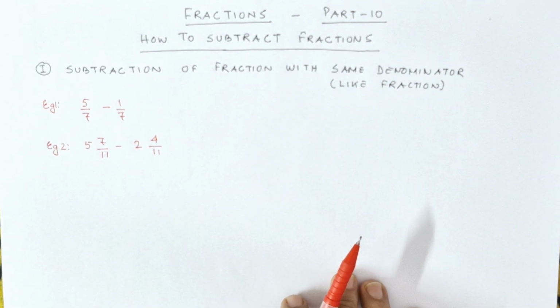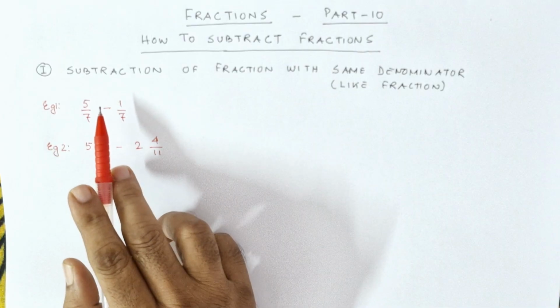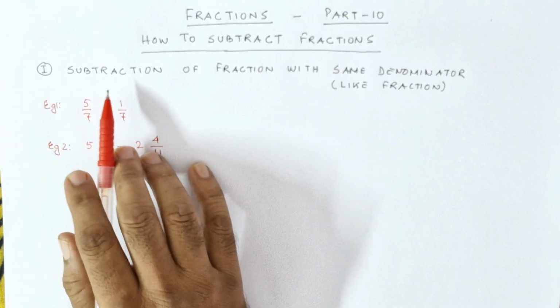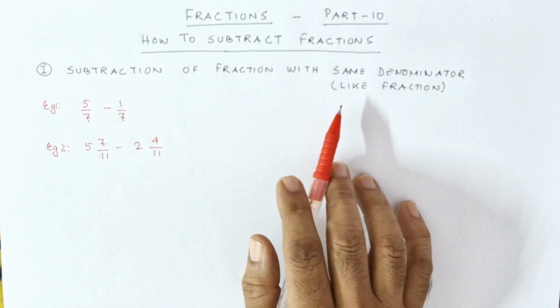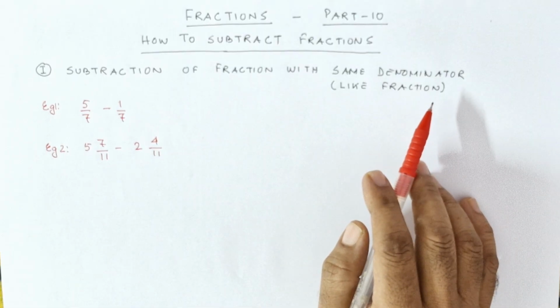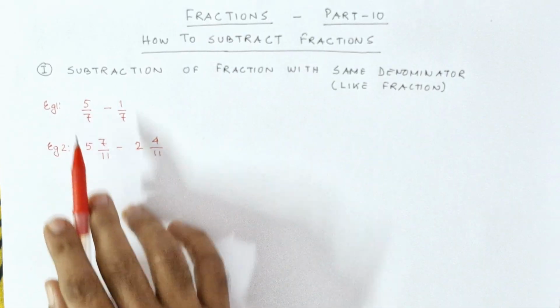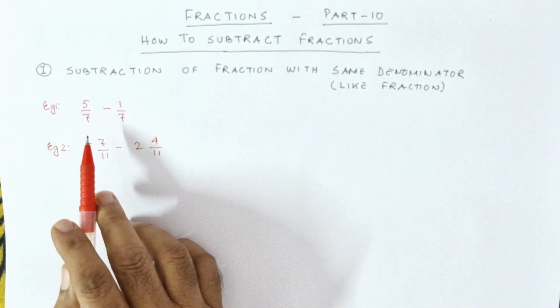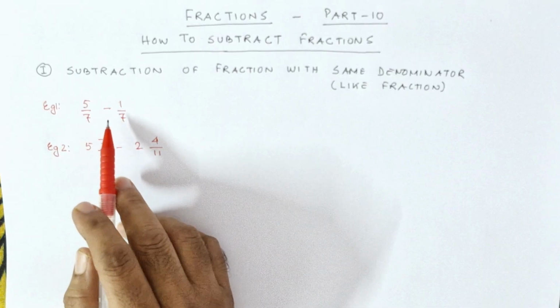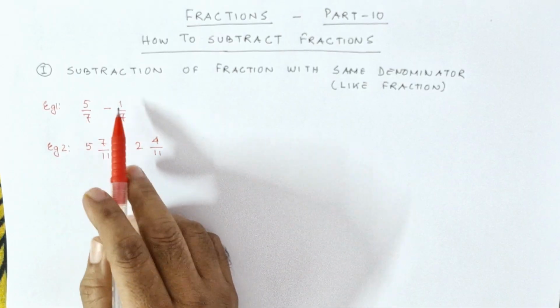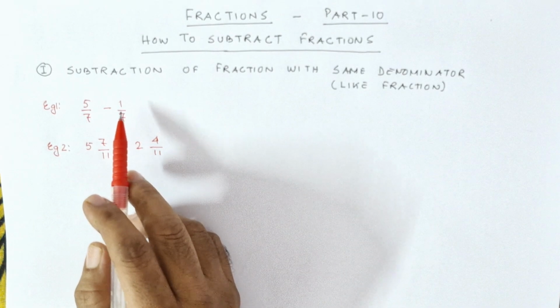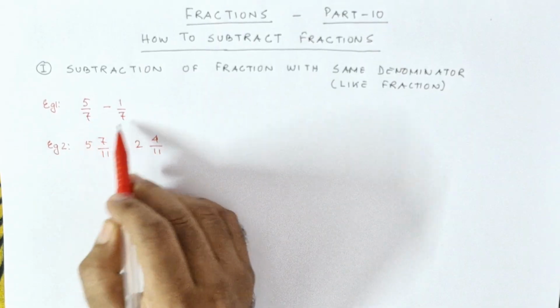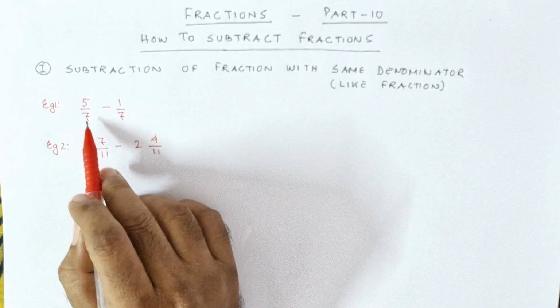So let's jump into the first aspect of subtraction, that is subtraction of fractions with the same denominators, otherwise also known as like fractions. See, we have taken two examples. The first example is 5 by 7 minus 1 by 7. So these fractions are like fractions. Why? Because the denominators are the same, 7.